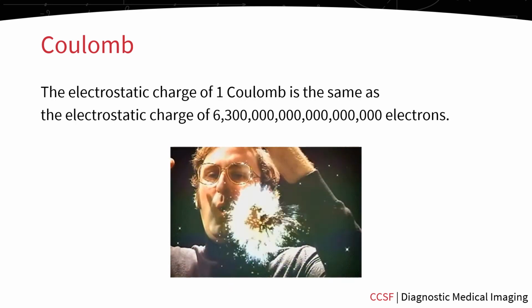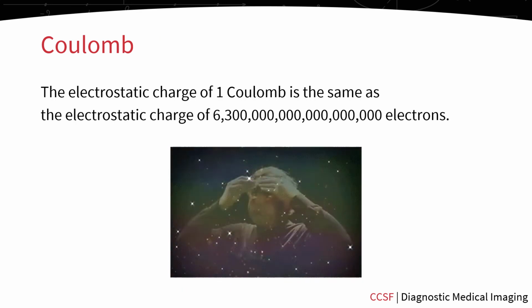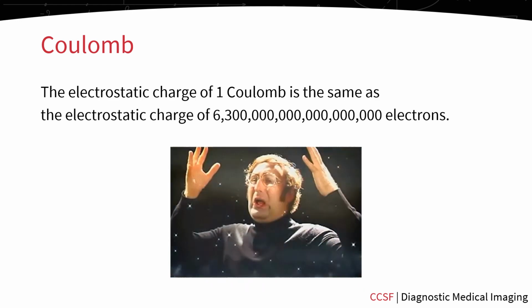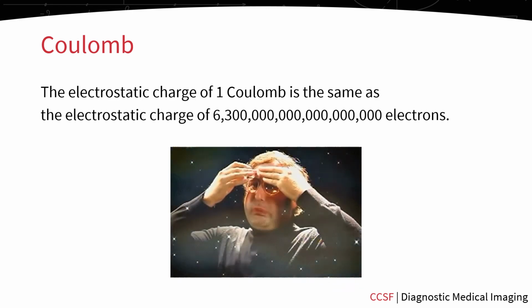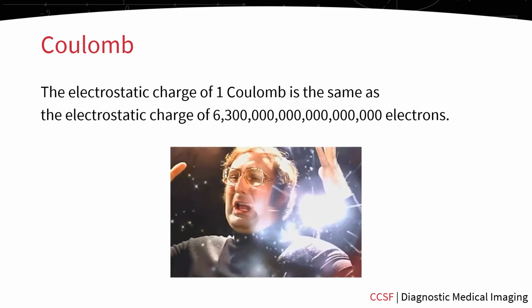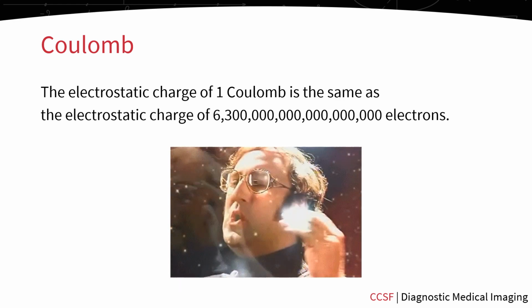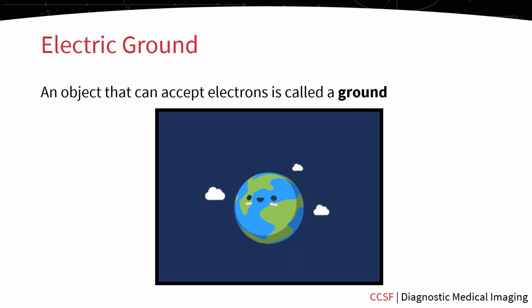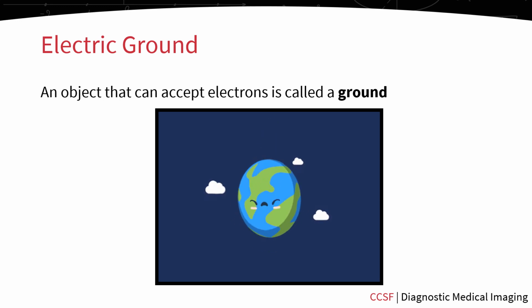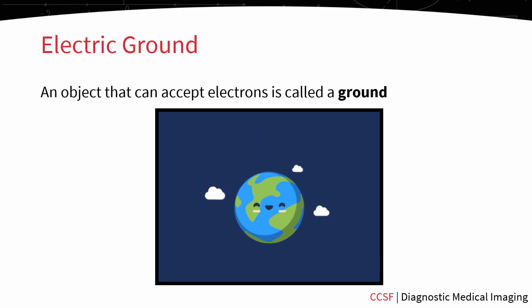Want to know a mind-blowing fact? It takes 6.3 quintillion electrons to make 1 coulomb. Throughout the semester, you'll hear me refer to something as ground, grounded, or grounding. And in electrical terms, a ground is any object that accepts electrons. For example, the Earth. The Earth is a ground.